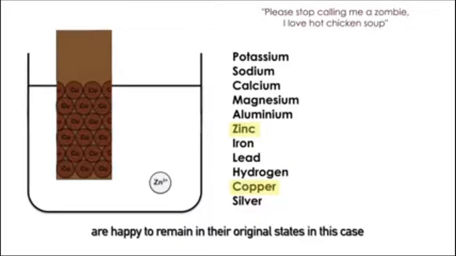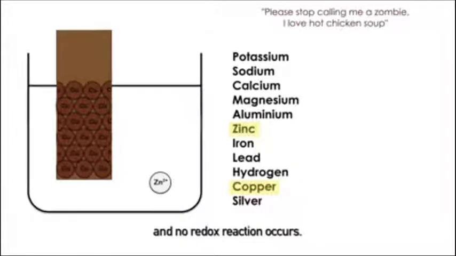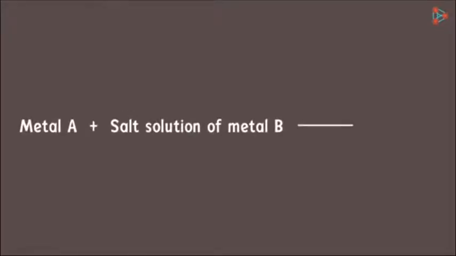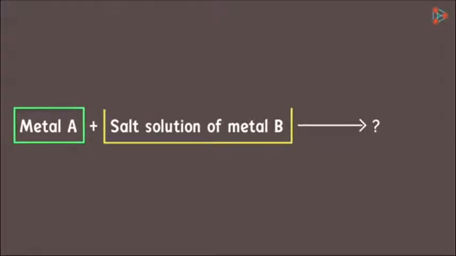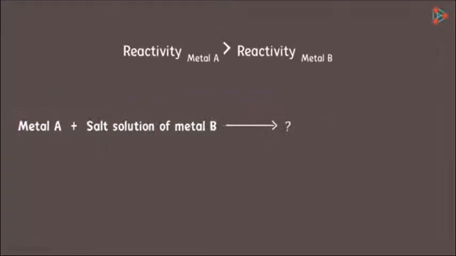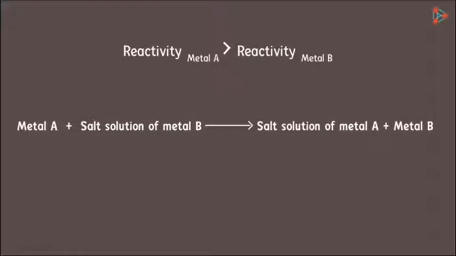It remains same in their original places. What happens when metal A reacts with the salt solution of metal B? What happens there? The metal which is more reactive will displace the less reactive one. In this case, what happens, students? Metal A is more reactive than the metal B. That is what it displaces. So you are getting salt solution of metal A plus metal B.